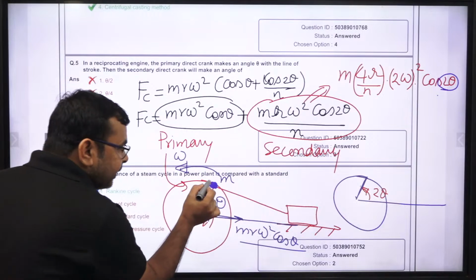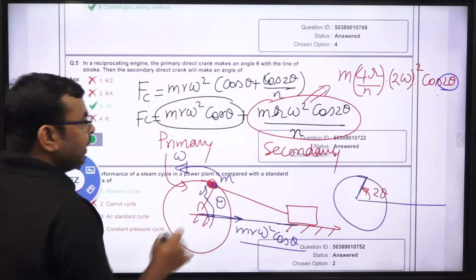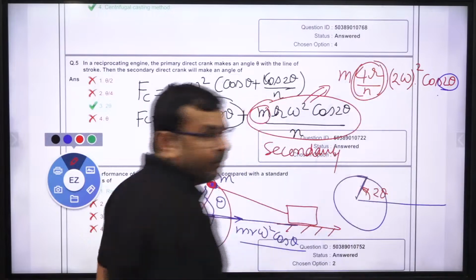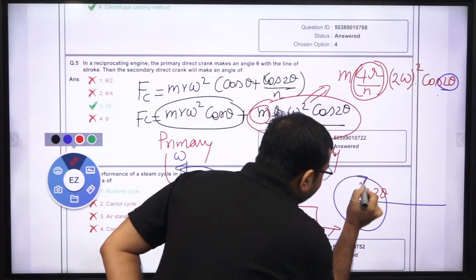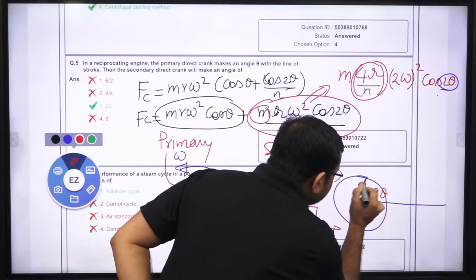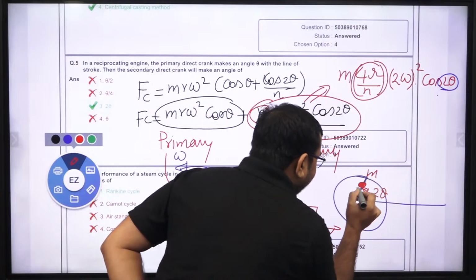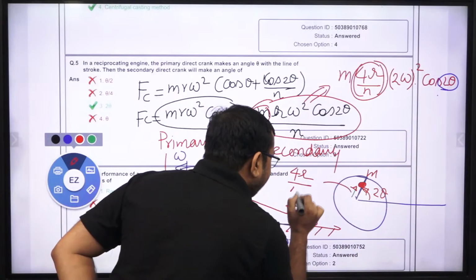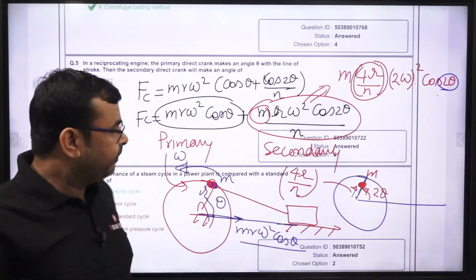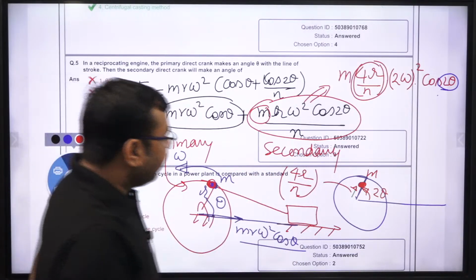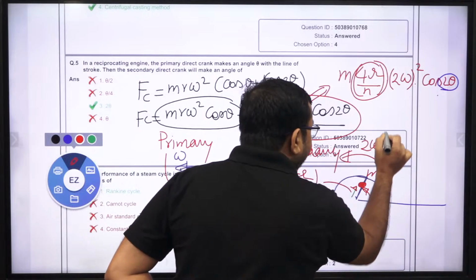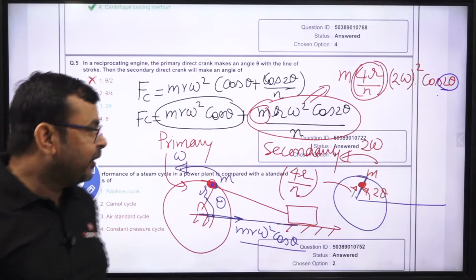And similarly, instead of this mass, the whole mass m is situated at a radius of 4r by n. So it will lie somewhere here. This is the mass m, which lies at a radius of 4r by n. Is it clear? And it will rotate with 2 omega speed.